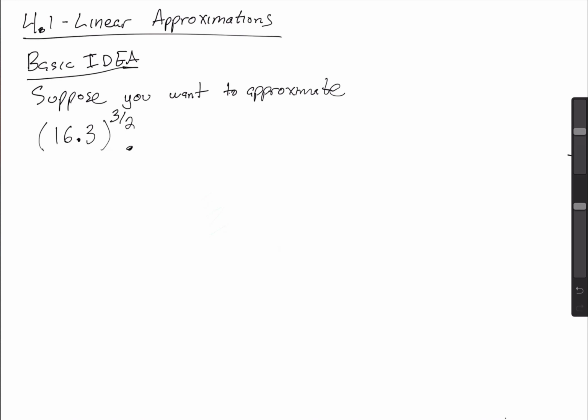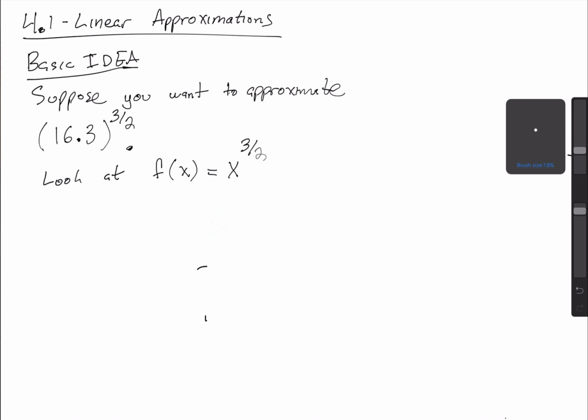So let's take a look at the function here. If I replace 16.3 with x, then this approximation I'm looking at would be the same as taking a look at the function x to the 3 halves, and then plugging in 16.3, right? So it's the same, just a different way of writing it.